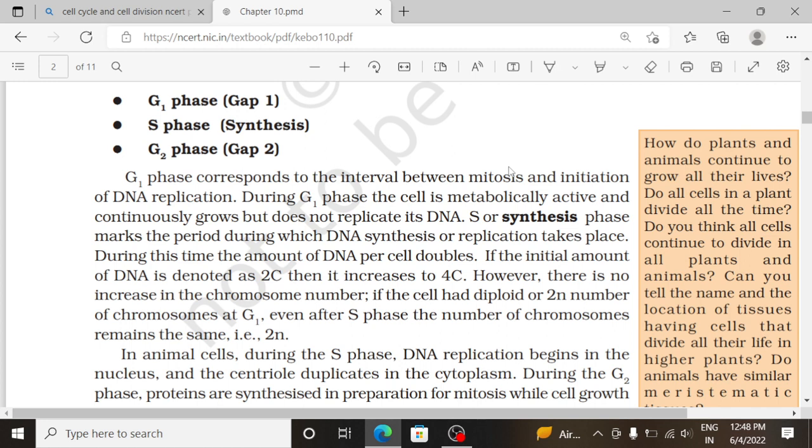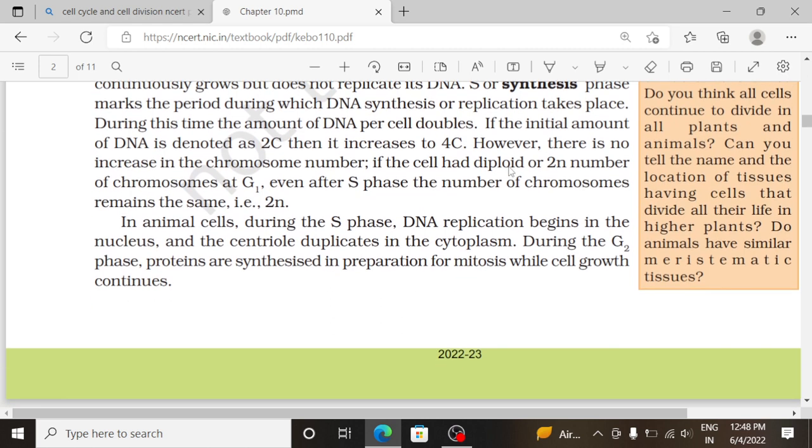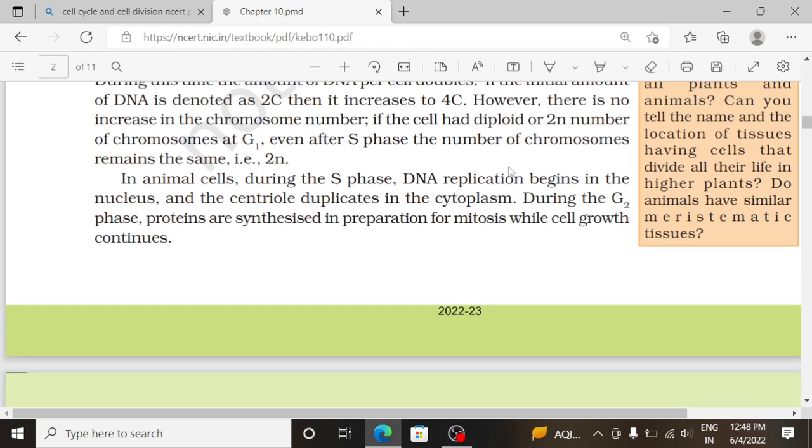However, there is no increase in the chromosome number. If the cell had a diploid or 2n number of chromosomes at G1, even after S phase, the number of chromosomes remains the same, that is 2n. In animal cells during the S phase, DNA replication begins in the nucleus and the centriole duplicates in the cytoplasm. During the G2 phase, proteins are synthesized in preparation for mitosis while cell growth continues.